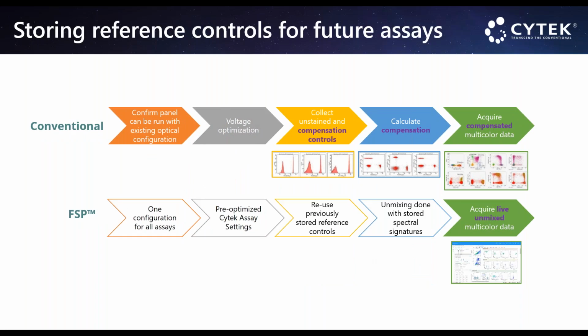Taking this one step further, you can actually take those signatures, which we discussed earlier, and store them into a reference library. And then you can reuse those over time, assuming that your fluorochrome and your instruments are stable. And really, you can skip these steps of having to acquire new reference controls every time, again, assuming the reagents and the instruments are both stable.